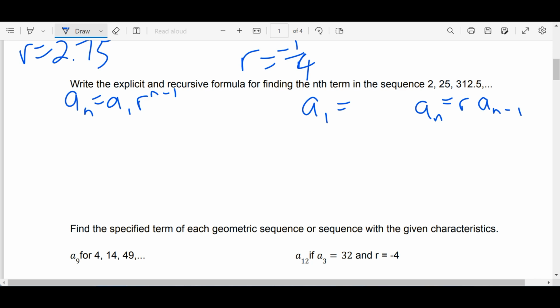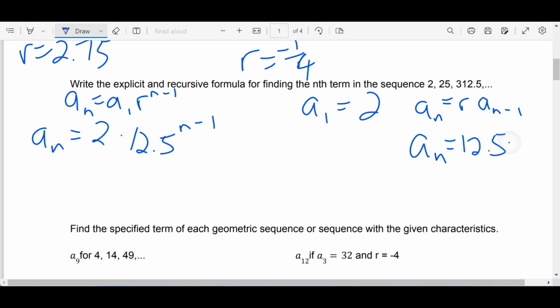25 over 2 and 312.5 over 25, it's going to get you the same value. And that value is going to be 12.5. So 12.5 is going to be your r, to the n minus 1. What's your a sub 1? It's 2. There you go. And then over here for your recursive, a sub 1 is 2. And we just said what r is. There you go.